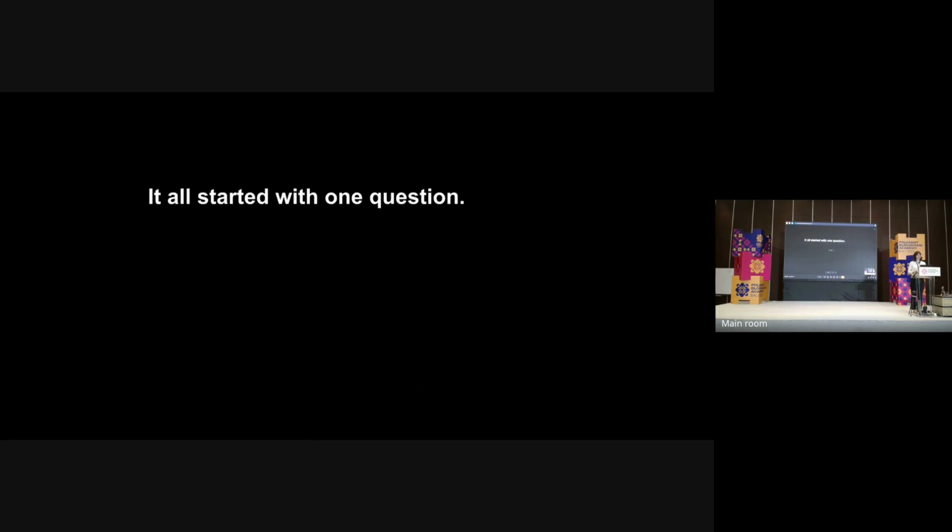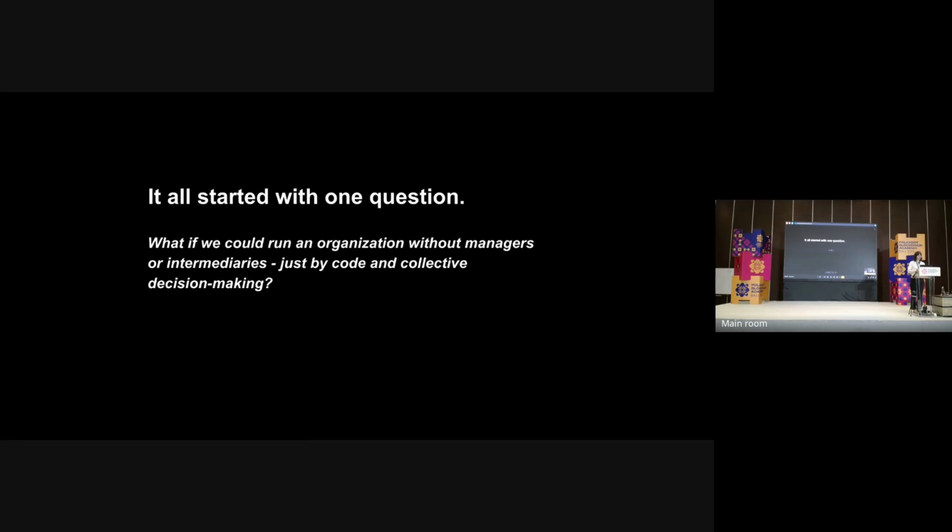So everything started with one question. The question was, what if we could run an organization without managers or intermediaries, just by code and collective decision-making? So someone at some point had this question in mind. And that led eventually to the DAO. But what were the driving factors to get us there?